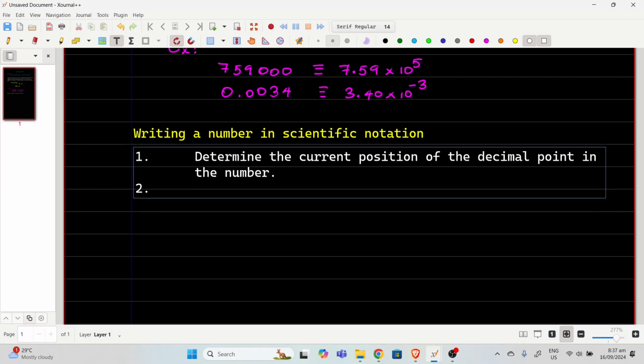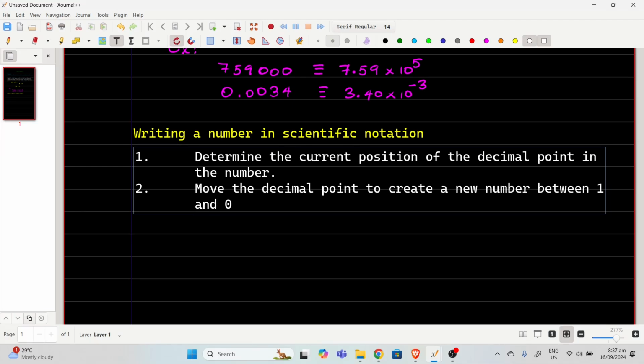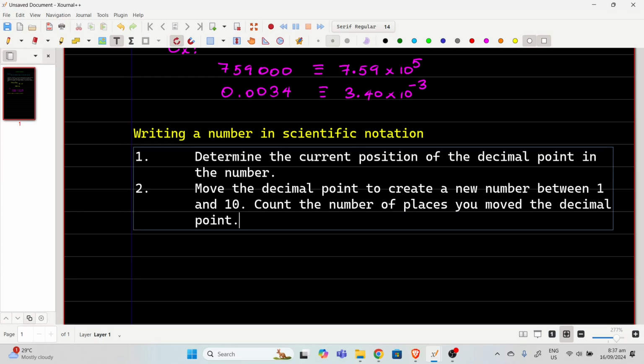The next thing you want to do is move the decimal point to create a new number between 1 and 10, and then count the number of places you move the decimal point. So you move it until the number is between 1 and 10, and you simply count how many places you move that decimal point.